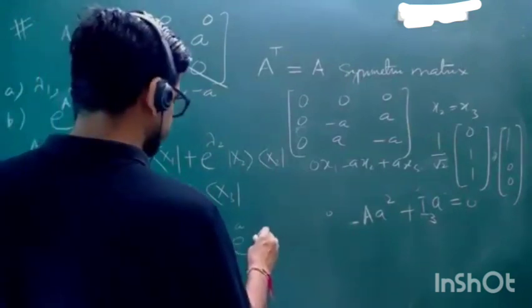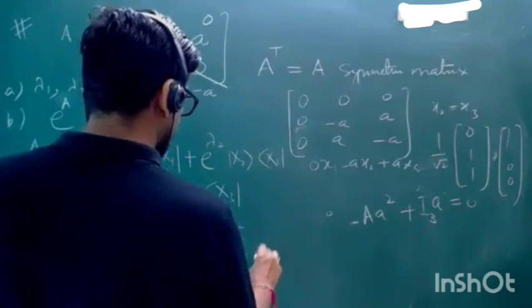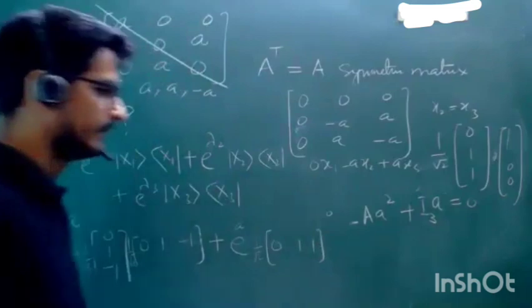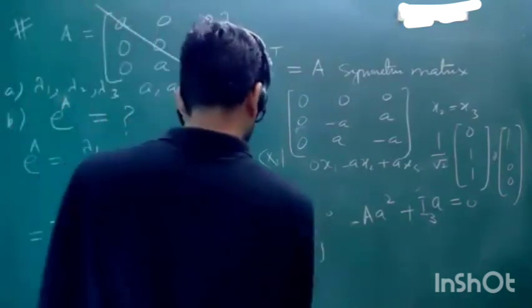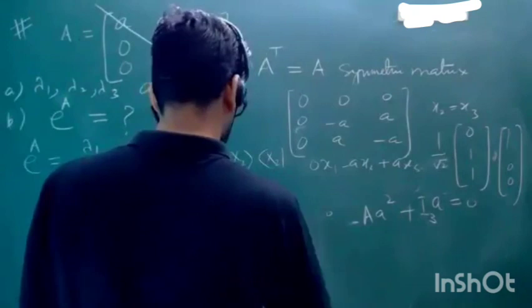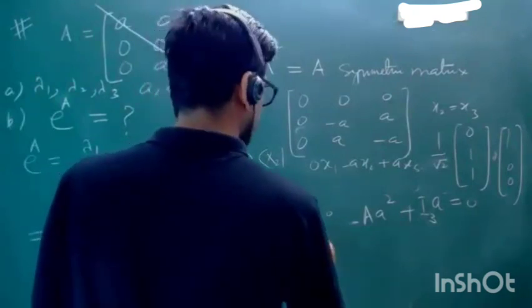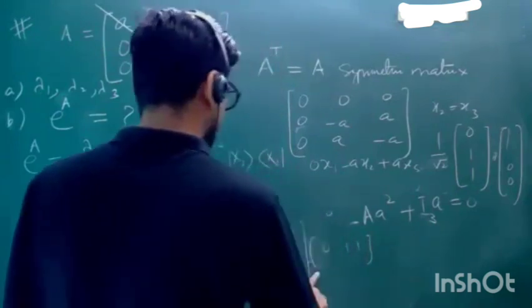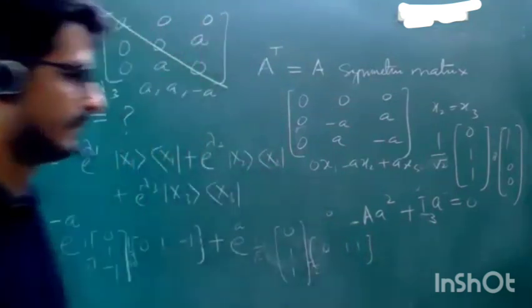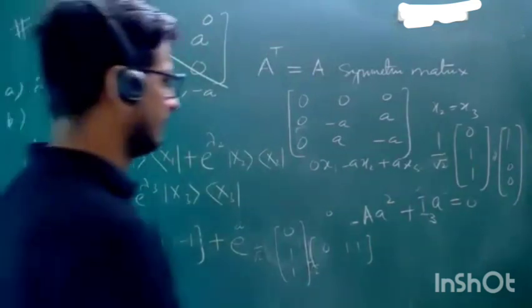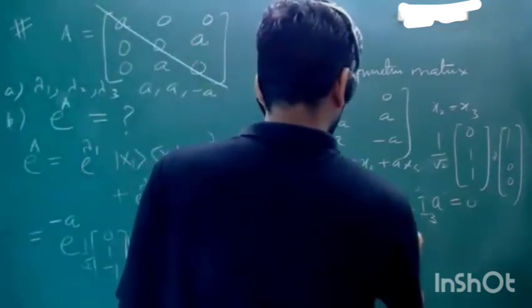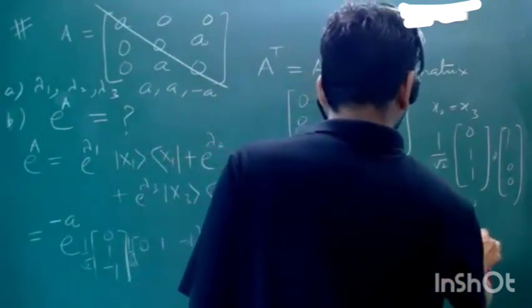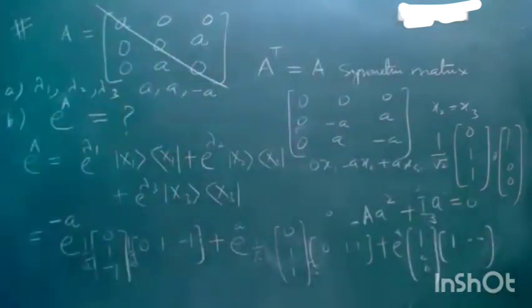Now 1 by root 2, 0 1 1 and 0 1 1. Okay? And the third one, 1 0 0 and 1 0 0.